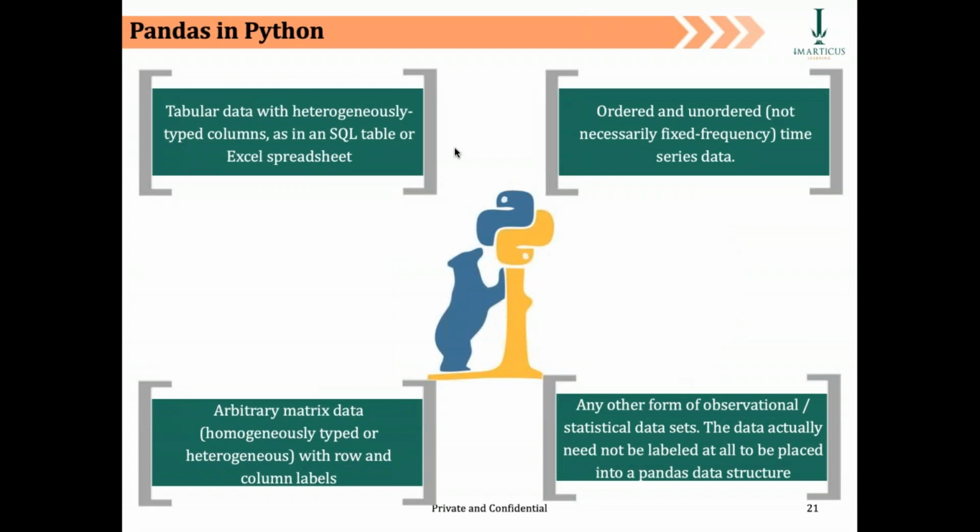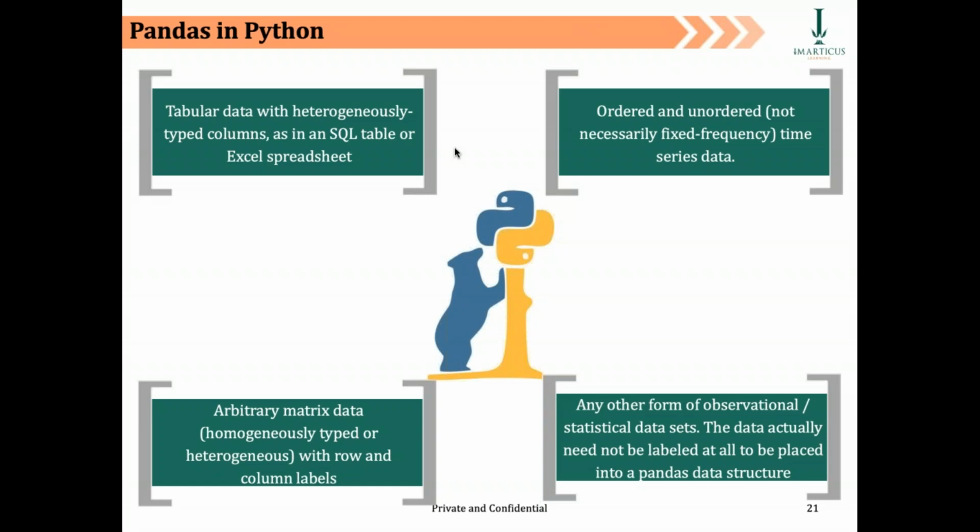Now, what is special about pandas? Pandas basically provides tabular data with heterogeneously typed columns, as in an SQL table or Excel spreadsheet. So we will show you the example. You can parse a wide variety of types of data through Python pandas. You can use it for Excel, you can use it for CSV, you can use it for SQL, you can use it for various other data types.